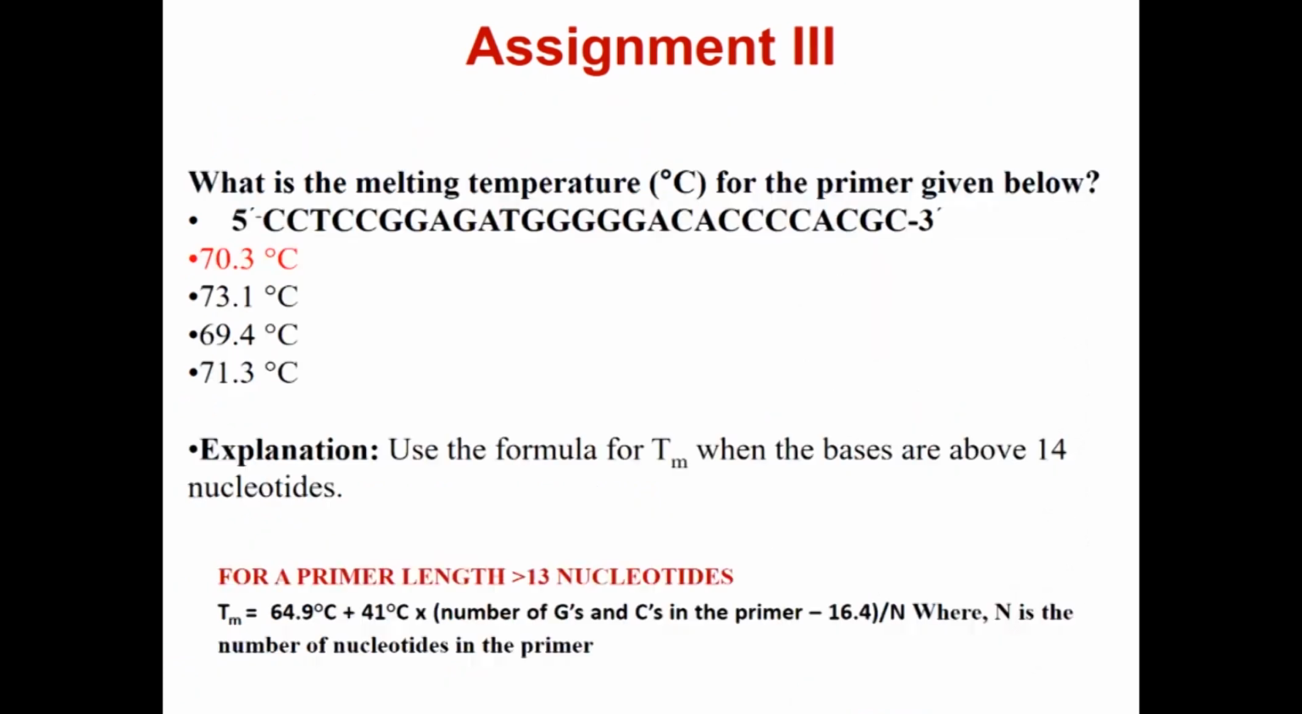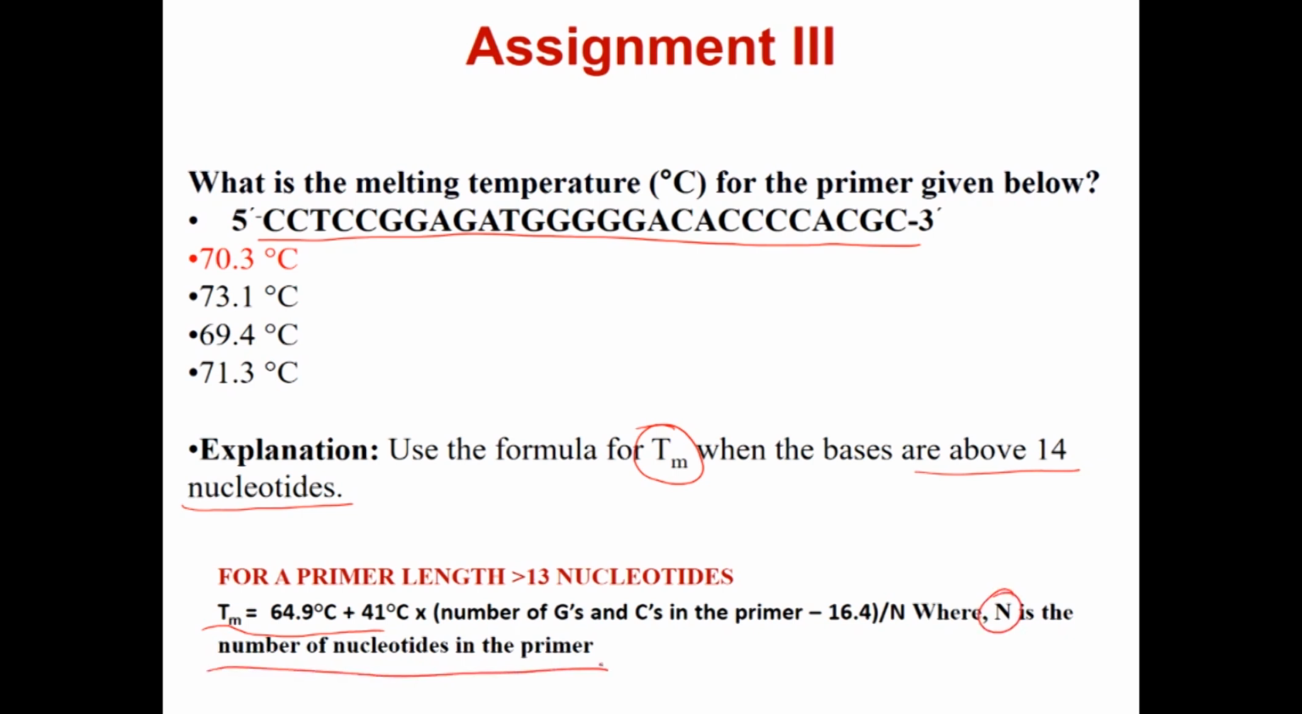Let's move on to the next question. The next question is about calculating the melting temperature for a primer, where the sequence is given. To solve this, you have to use the formula for calculating the melting temperature for a primer longer than 14 nucleotides. This is the formula: 64.9 plus 41 degrees into the number of G and C in the primer minus 16.4, divided by n, where n is the number of nucleotides in the primer.